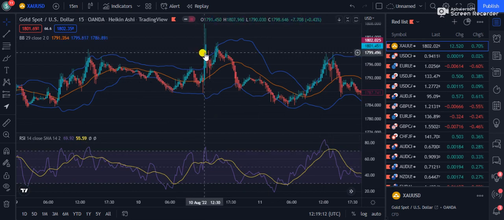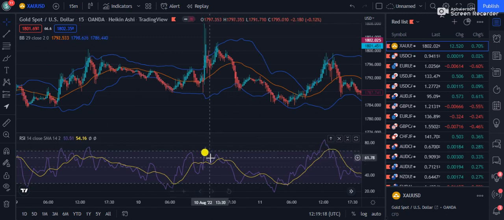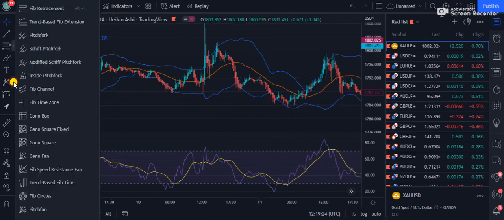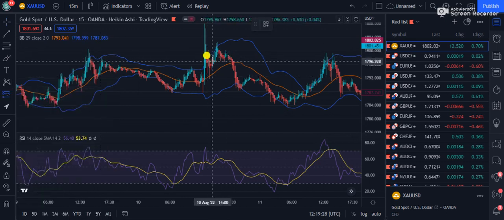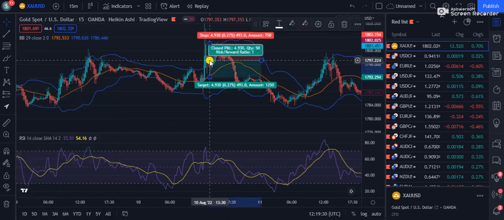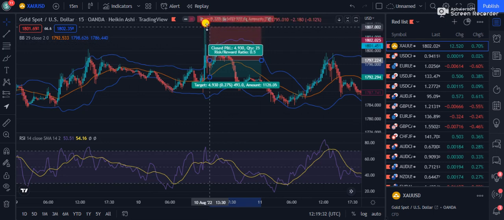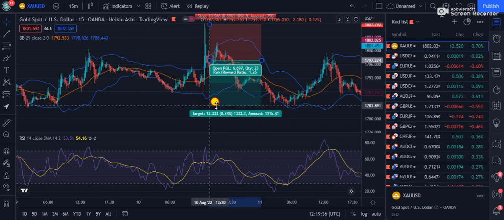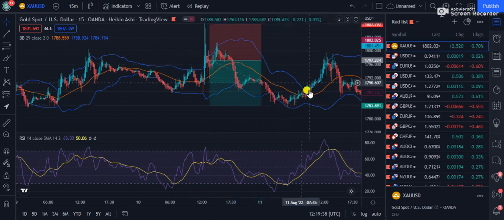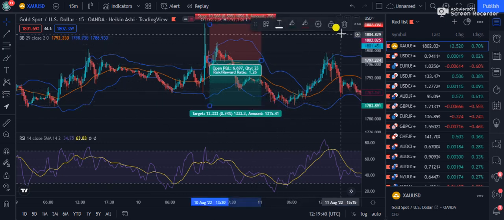So for example, look at this scenario on the gold 15-minute. Here we have the extreme overbought levels, and then RSI crossed the 70 level very easily, and you have a very good drop. For example, if we have taken a short position from here, you can set up the stop at this high, then you can imagine how much you were able to make easily. You were able to make easily a 1.26 ratio on this trade.